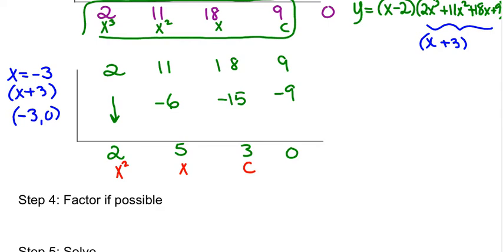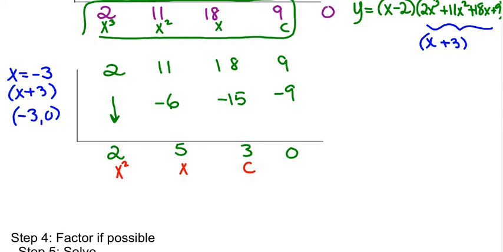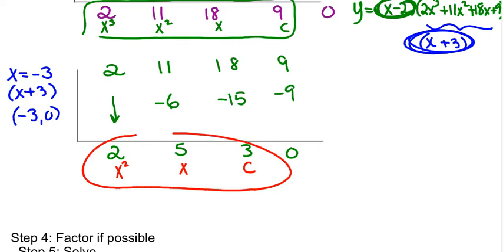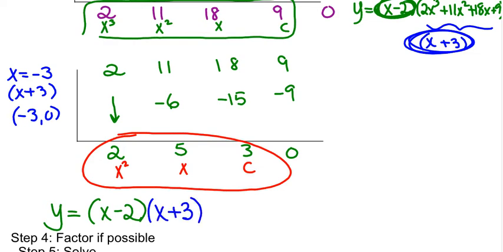So in factored form, I took out x minus 2 earlier. Now I've taken out x plus 3, and then my leftovers is this function right here. So my function so far in factored form is y equals the first factor of x minus 2. Remember, that was my x-intercept of 2. My next factor is x plus 3. Then my leftovers after I took that factor out is 2x squared plus 5x plus 3.